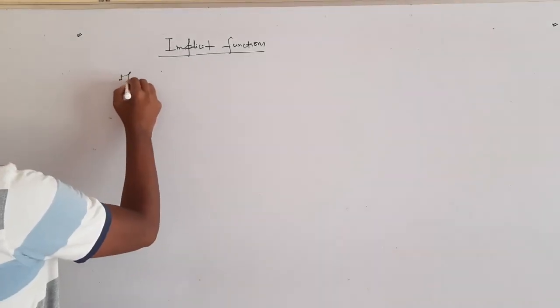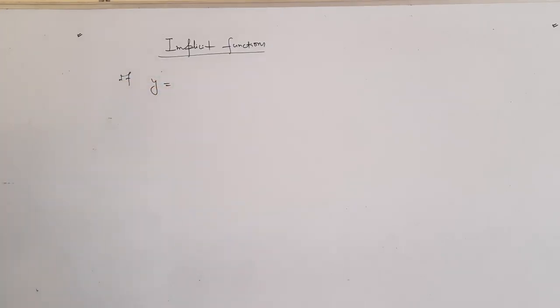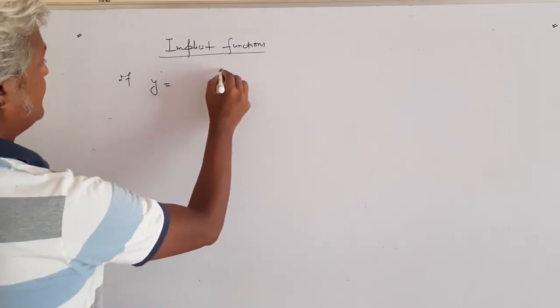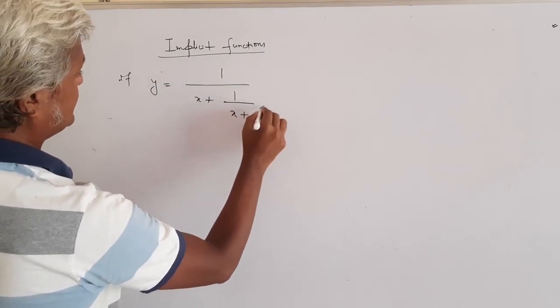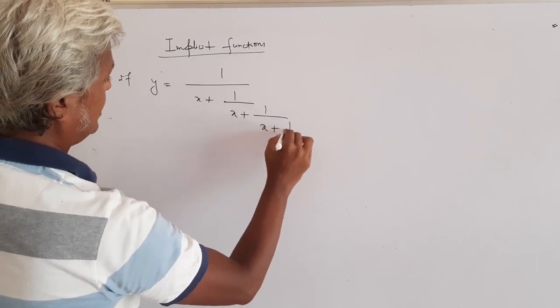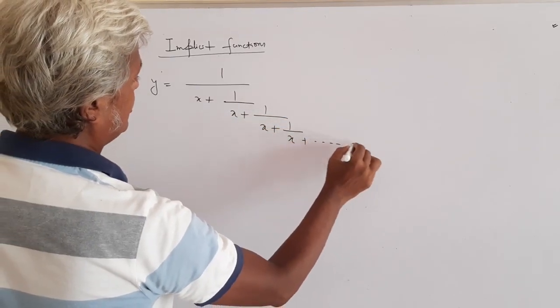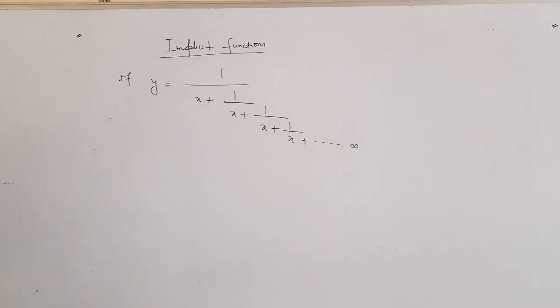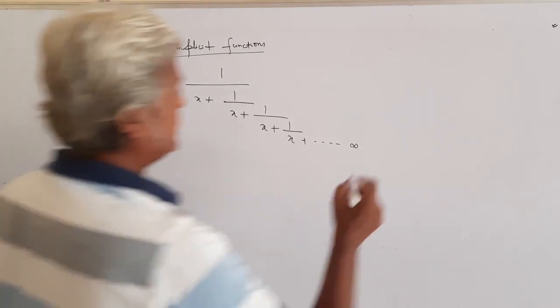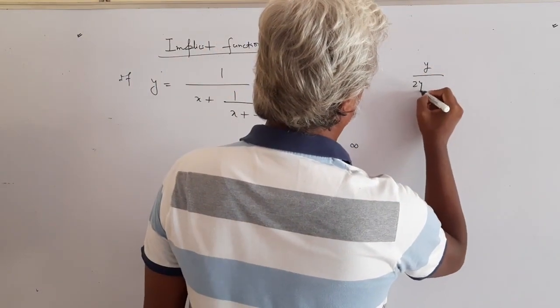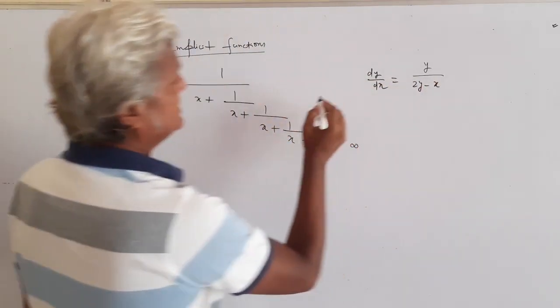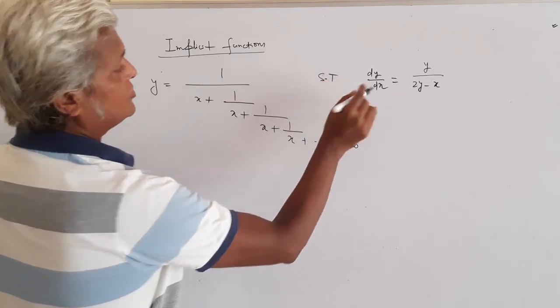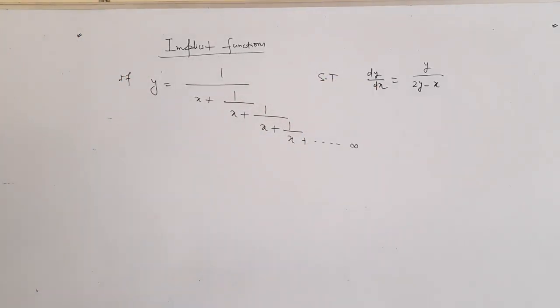We have, if y equals 1 over x plus 1 over x plus 1 over x plus 1 over x plus dot dot dot infinity, then dy by dx is y over 2y minus x. This is what we have to show. Show that dy by dx is y over 2y minus x.